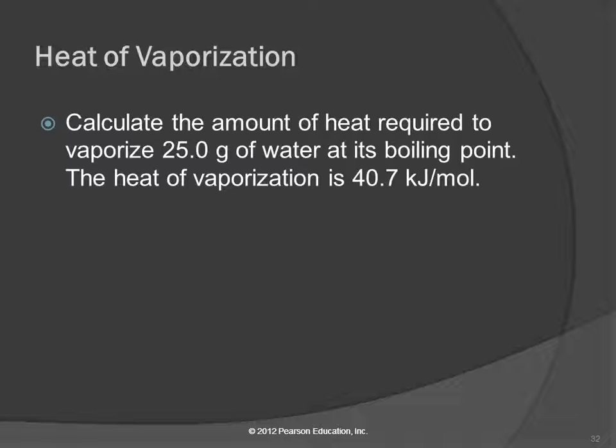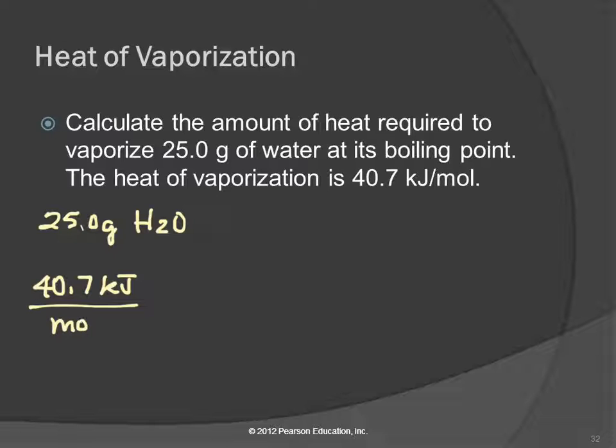Let's calculate the amount of heat required to vaporize 25 grams of water at its boiling point. And they're telling us the heat of vaporization is 40.7 kilojoules per mole. Well, let's try to organize this information. So here we've got 25.0 grams of water, and then we're given this 40.7 kilojoules per mole. It's written with a slash here because that's easier to type, but when you write it on your paper, write it as a vertical fraction so you recognize that it's a fraction.